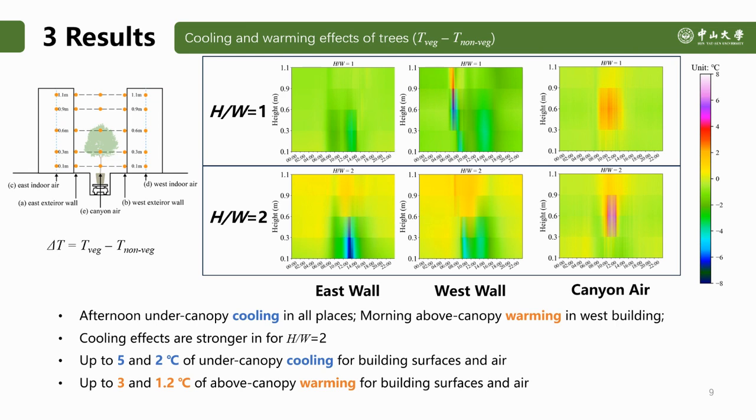From the figures, it can be seen that trees can cool the environment under the tree canopy, including the east wall, west wall, and canyon area, which is stronger in aspect ratio 2. The cooling is up to 5 and 2 degrees Celsius for building surface and air. Furthermore, it's interesting to find that the trees can also produce a warming effect above the tree canopy. They are up to 3 and 1.2 degrees Celsius for building surface and air.